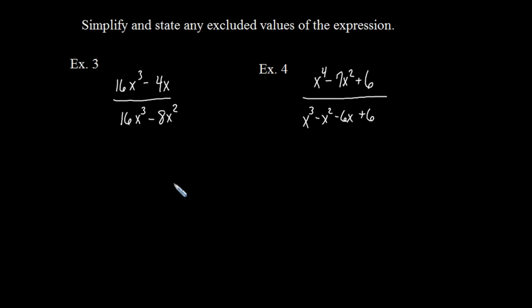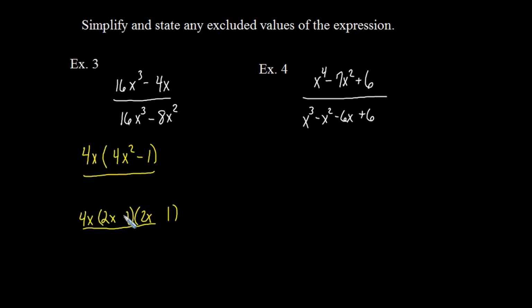In example 3, we are once again asked to simplify and state any excluded values of the expression. So we will factor out the numerator and then we will factor out the denominator completely. So let's go ahead and take a look at the numerator. Looks like we have a greatest common factor of 4x. This gives us 4x squared minus 1. And I'm going to go ahead and continue out that polynomial until it's completely factored. 4x, and then I'm going to factor out the second binomial, that is the difference of two squares once again. That'll be 2x plus 1 and 2x minus 1.